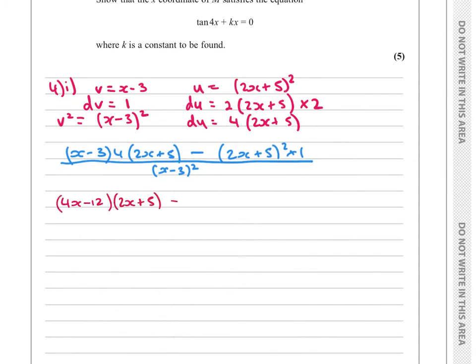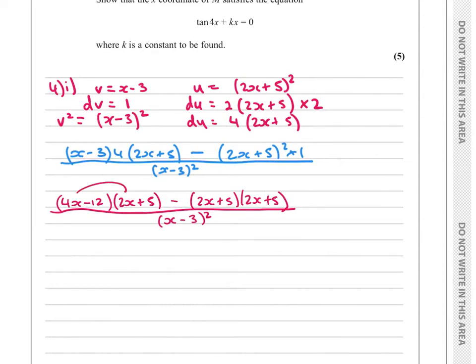2x plus 5 minus 2x plus 5, 2x plus 5, okay? I'm just doing the numerator for now. I'm going to leave the denominator factorised. x minus 3 squared, that is fully factorised. We can't get that any smaller, okay? And you never know, it might cancel out.